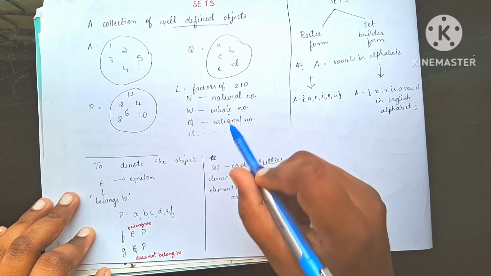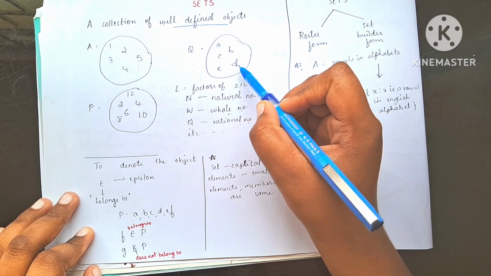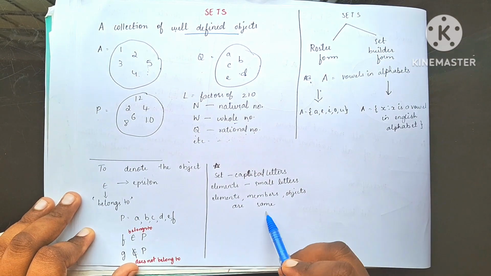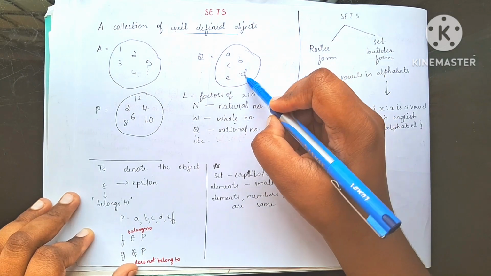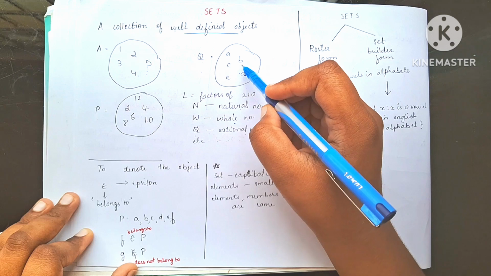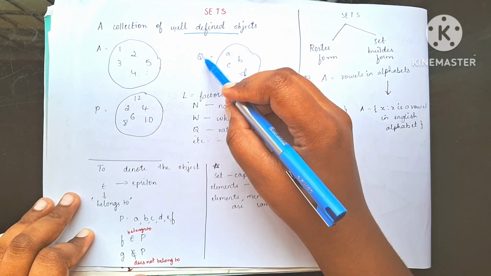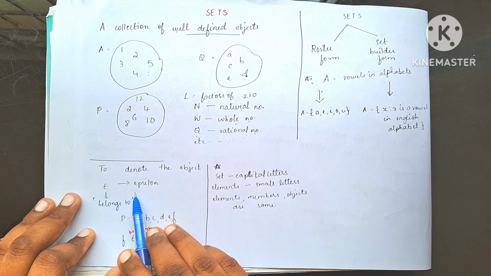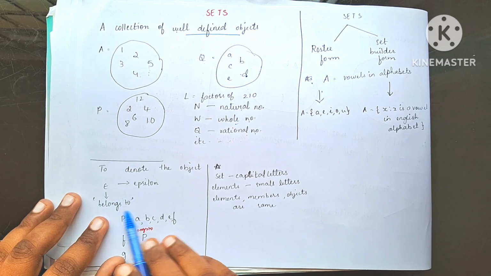So now how do you tell that this D, that is this object or element or members, all these refer to the same thing. So how do you tell that this element belongs to Q, that is this element D is in Q? To do this, to denote the object, we use epsilon. Epsilon is a Greek alphabet and we read it as belongs to.